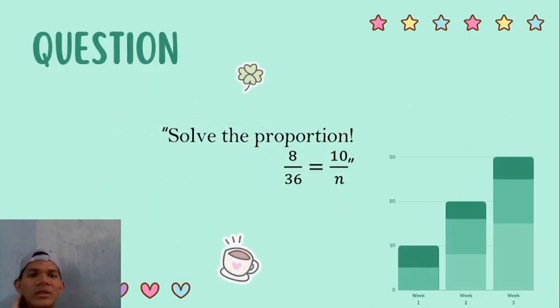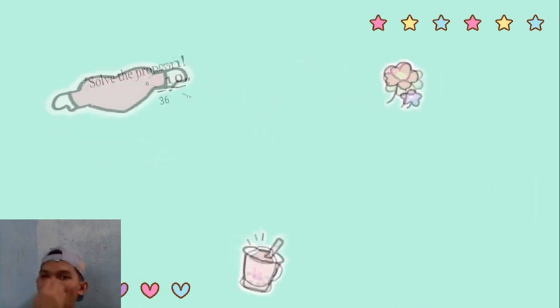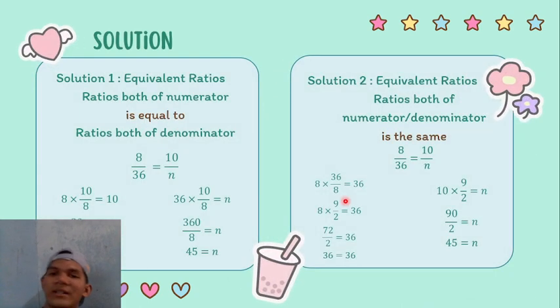Okay. Solve the proportion x divided by 36 is equal to 10 divided by 8. So, solution 1 is equivalent ratios: both numerators' ratio is equal to both denominators' ratio. x times 10 per 8 is equal to 10, so we got 10 is equal to 10. Next was 36 times 10 per 8 is equal to n. We got 360 per 8 is equal to n, so we got n is 45.